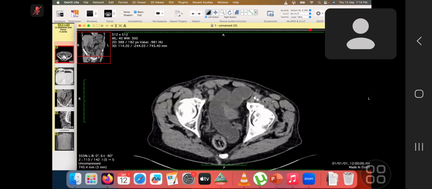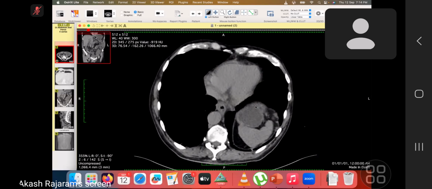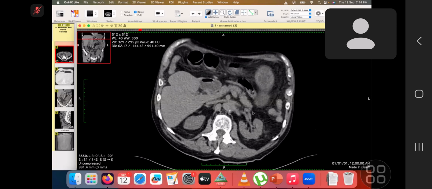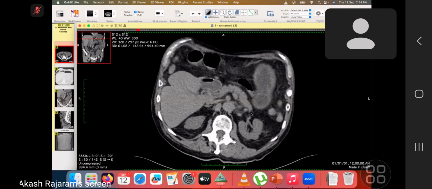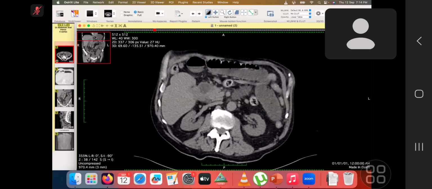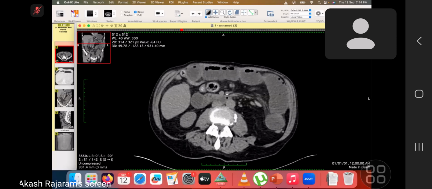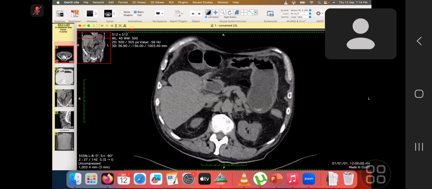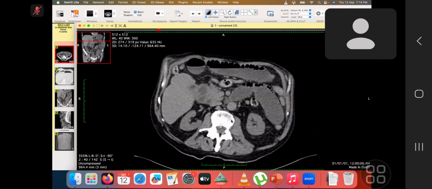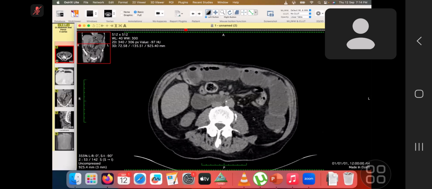I could appreciate that there are multiple loops of dilated small bowel, as mentioned earlier, with no dilatation of the large bowel noted. There are air fluid levels within. There is presence of a right inguinal hernia. I'm just going to assess the gallbladder quickly. The gallbladder is contracted with some suspicious air within. So I would look through the rest of the CT images as well.